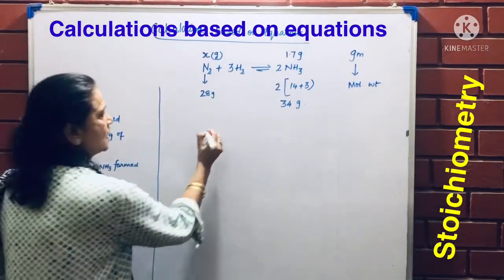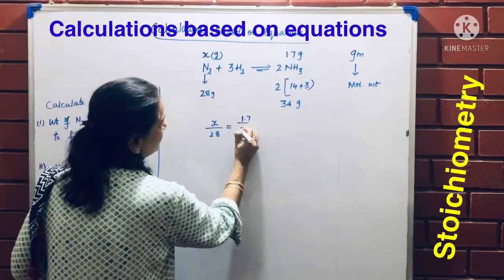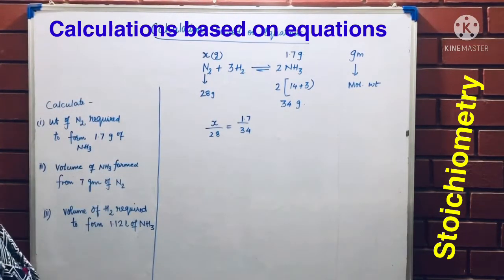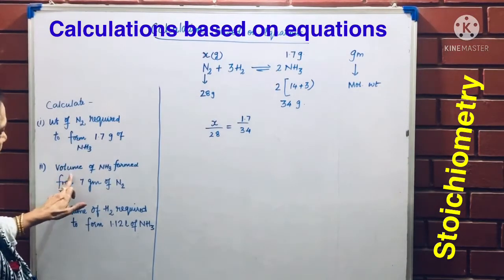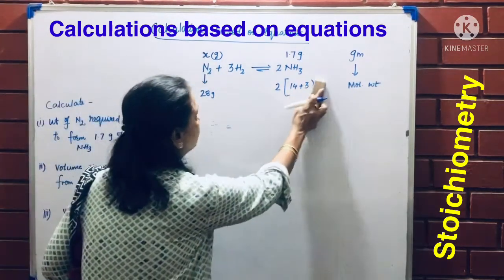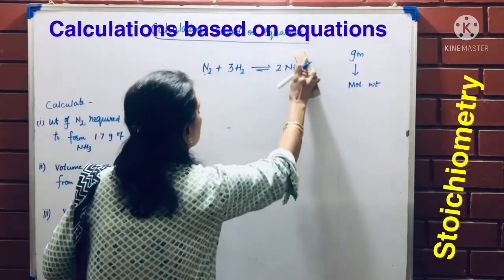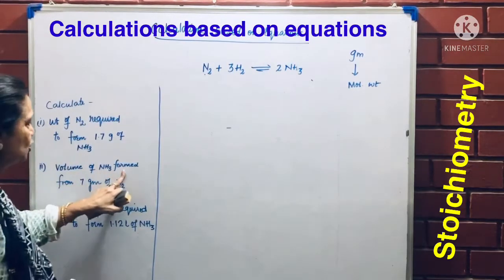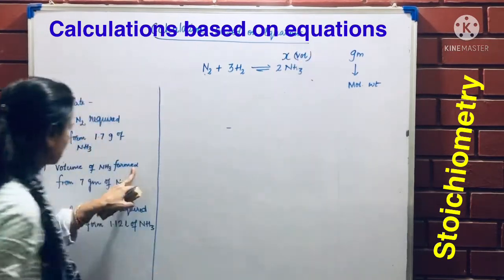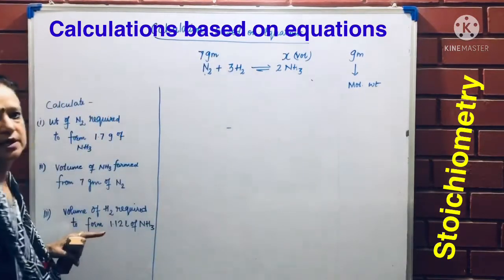Now, same way. X upon 28 is equal to 1.7 upon 34. Just calculate the value of X. Fine. Second question. Calculate the volume of ammonia from 7 grams of nitrogen. I have to find out in the same equation. Calculate the volume of ammonia formed. This is X and this is in volume. From 7 grams of nitrogen. This is 7 grams of nitrogen.